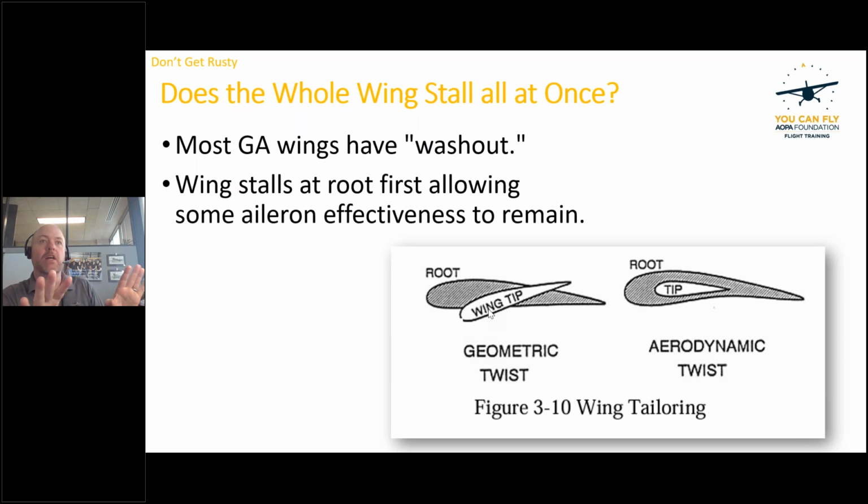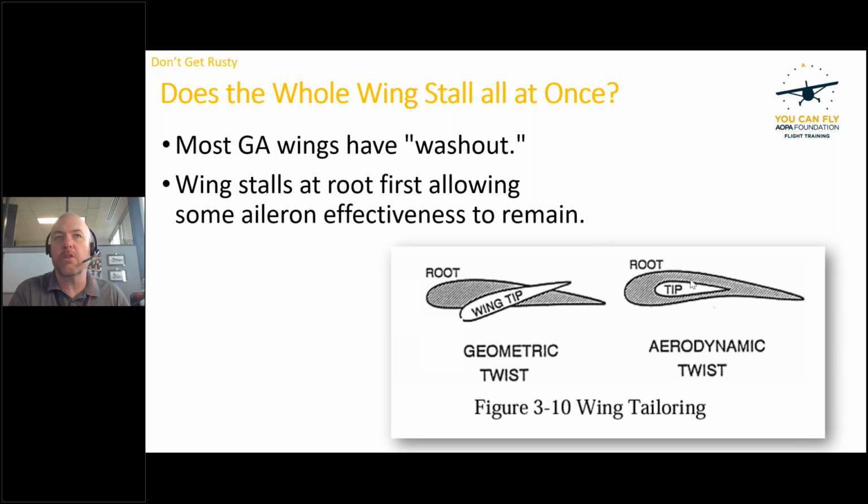You'll get the buffet, you might even get the nose down and the break, but it allows your wingtips to still have some good airflow, and that way you'll have some aileron authority to potentially help, although you have to be careful, and we'll talk about the aileron thing just momentarily. So the wing stalls at the root first, allowing some aileron effectiveness to remain.